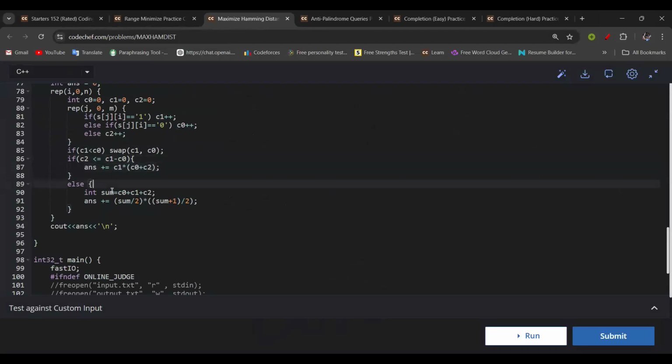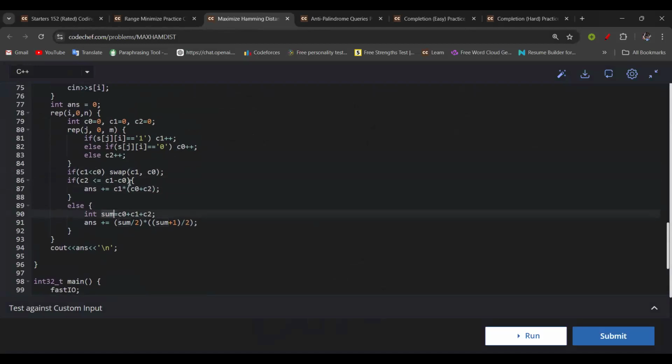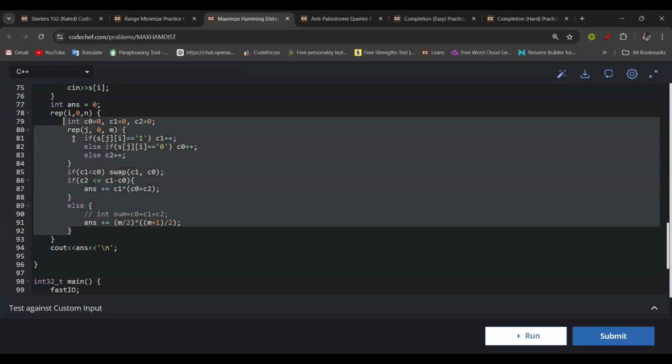In the else case, I took the sum. Actually, this was not required. Instead of sum, I could use m, because the count would be m in this case. So instead of sum, I can just use m here. This is the flow: division of m by 2 that I'm adding to my answer. I hope the code is clear to you.